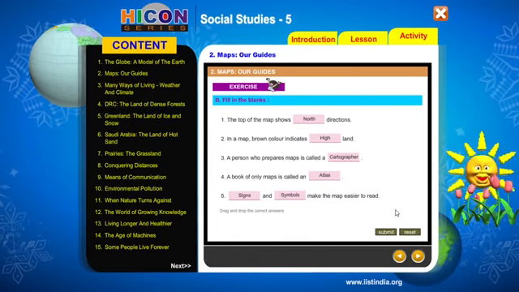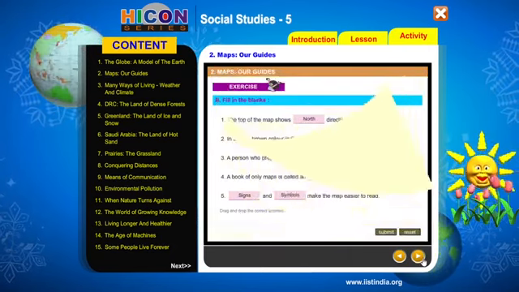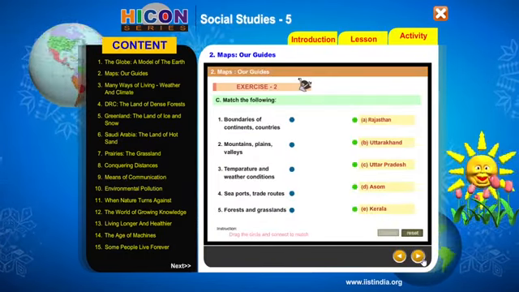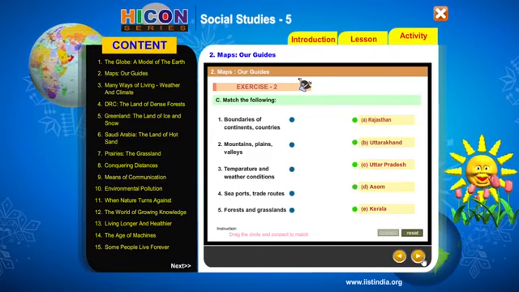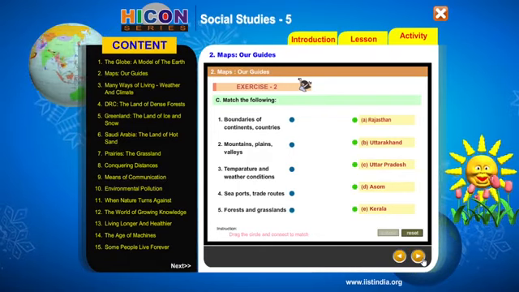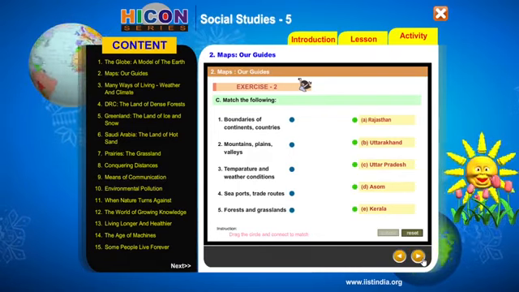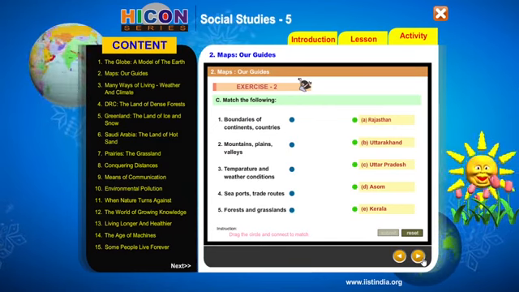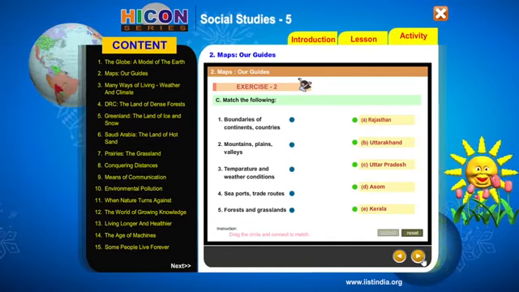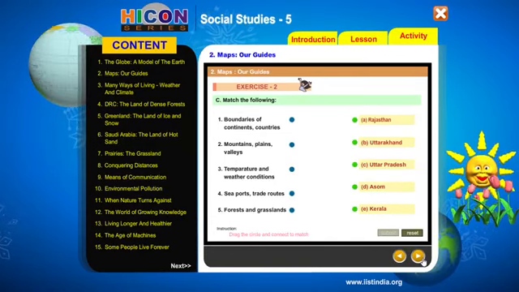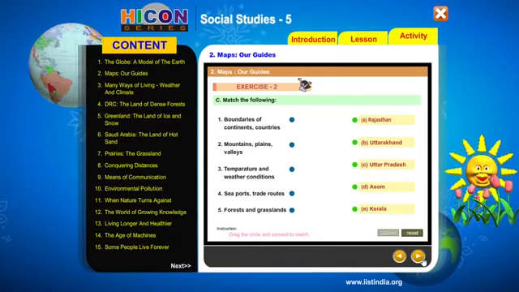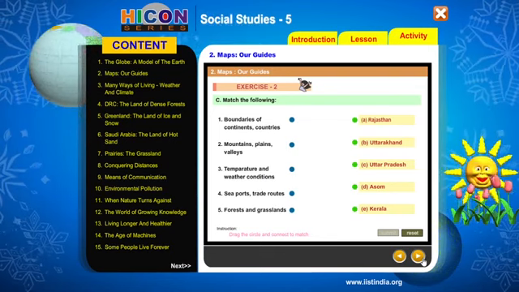Fine, children. So now we'll move on to the next one. It's a match the following. On one side we have the descriptions and on the second side we have the locations or the different states mentioned there, isn't it? Okay. So now, boundaries of continents and countries.